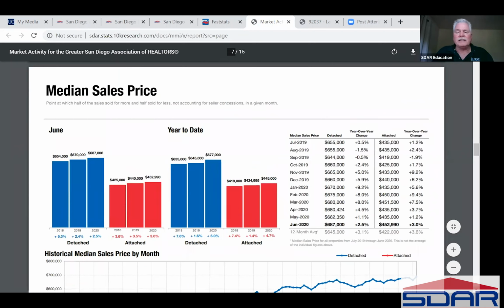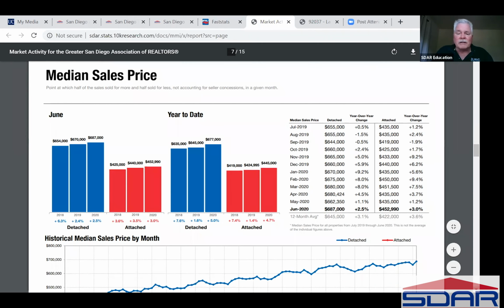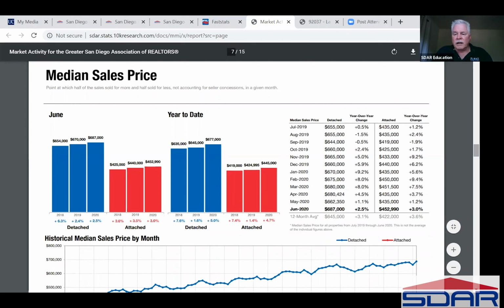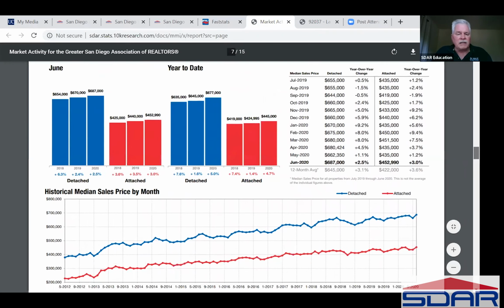Median sales price, obviously continuing to increase. I don't see any change coming to that, not in the near future. Here's my number down here. My median sales price is up 2.5% since June for detached homes, and then it's up 3.0% for my attached homes, and that's my year-over-year change. Okay. All right, and then median sales price.